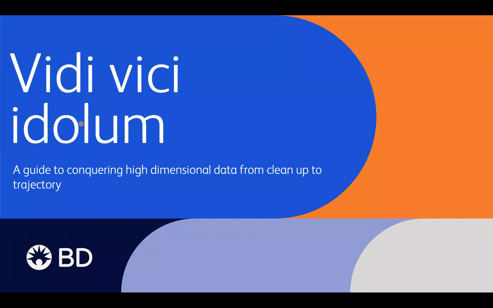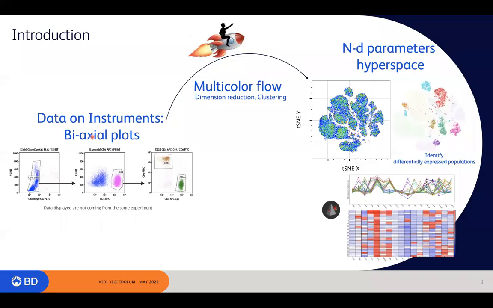All right, so in case you're wondering, Vidi, vici, idolum, kind of a play on words of Veni, vidi, vici, right? The Julius Caesar, I came, I saw, I conquered. This translates to I came, I saw, I tracked. And we'll be talking about a high dimensional workflow in today's session.